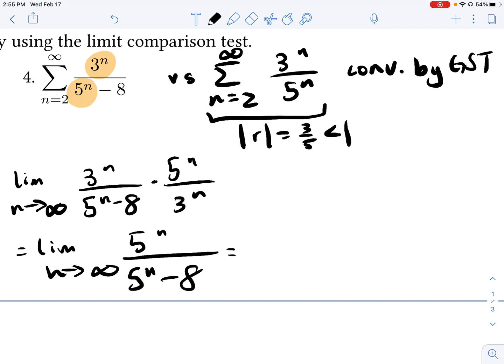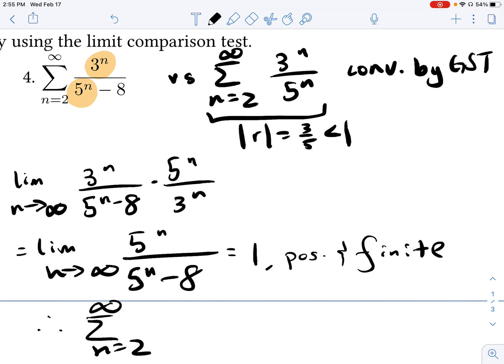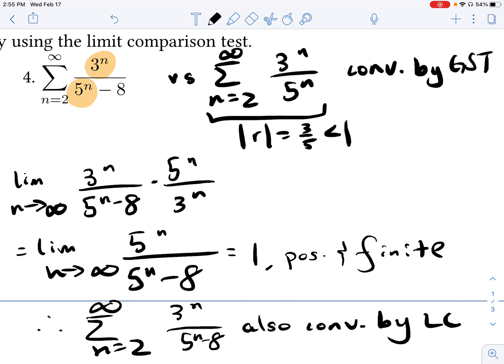Well, again, that's equal to 1, which is positive and finite. There's my justification. Therefore, my series, 3 to the n over 5 to the n minus 8, also is going to do the same thing that my helper series does, because that ratio is equal to a positive finite value. It converges by the limit comparison test.